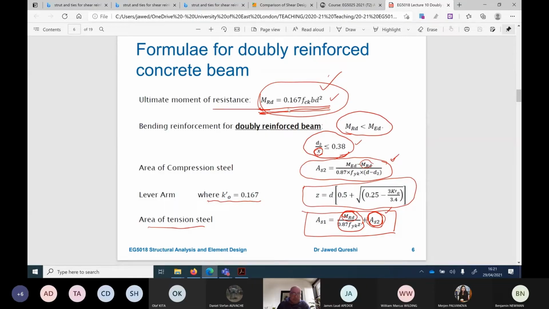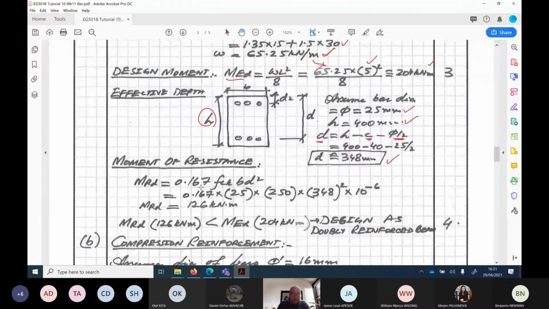MRd is equal to 0.167 fck b d squared. Now this is the reason I needed a value of d, because the formula does not use h, where h is the overall depth of the section. 0.167 times fck times b times d squared. b is the width of the beam and fck is the material strength or concrete compressive strength, and 348 is the value of d, which I have just determined. Now remember that this is b d squared.